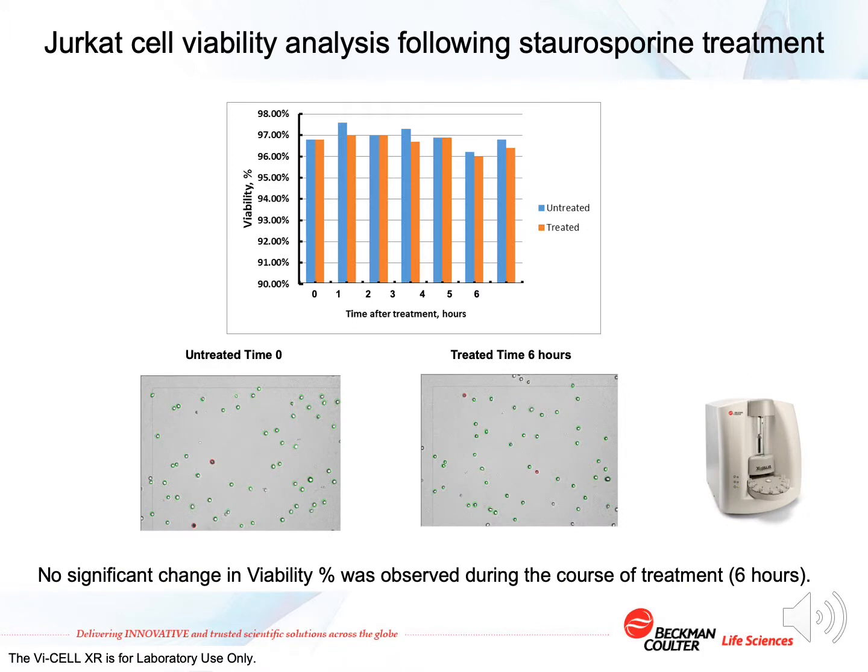We tracked Trypan Blue exclusion using the ViCell automated cell imaging instrument, and by this method, the cells showed no change in viability over the 6-hour period. The viability of untreated cells is shown in blue on the histogram, while the viability of treated cells is shown in orange. The images below demonstrate the levels of Trypan Blue exclusion from the cells at untreated time 0, as well as the treated time point following 6 hours. In summary, no significant change in viability percentage was observed during the time course.